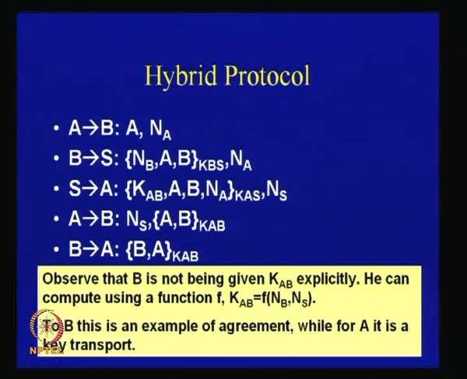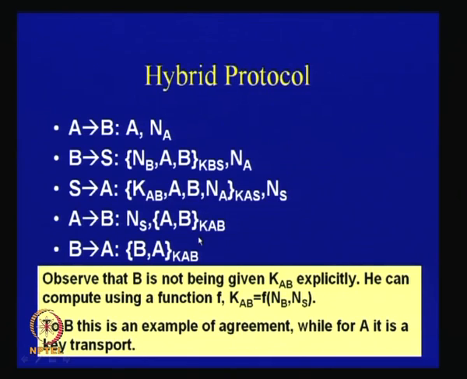What S does is send to A a newly generated session key KAB, along with A, along with B, along with this fresh NA, and it encrypts the entire thing by a long term key called KAS. Note that the other thing sent is NS, a fresh number generated by the server. Now what A sends to B is this NS, along with A and B, encrypted by KAB. Note that A has obtained the key: the key has been transported to A, and it can obtain it by decrypting this packet using its long term key KAS.